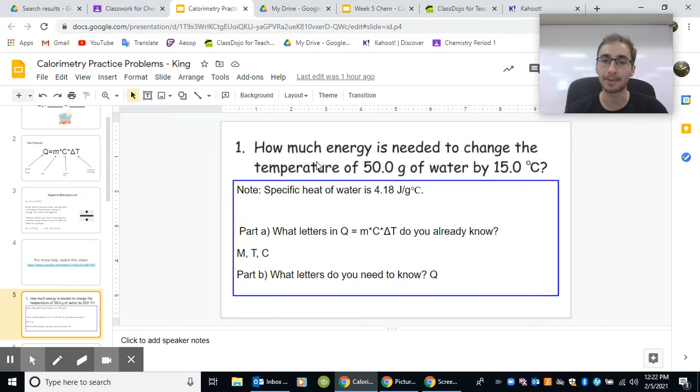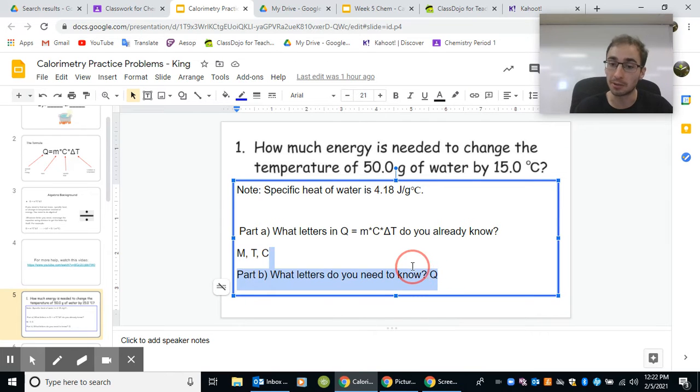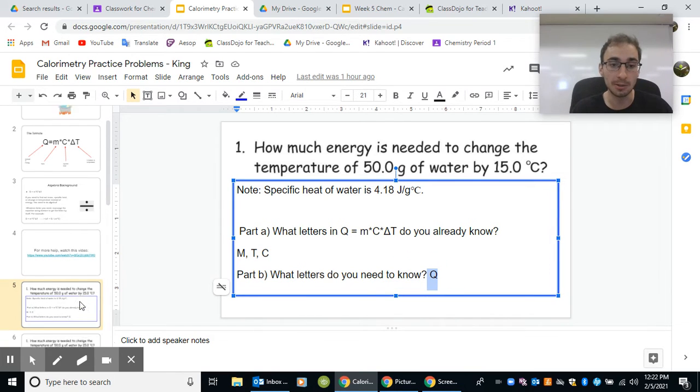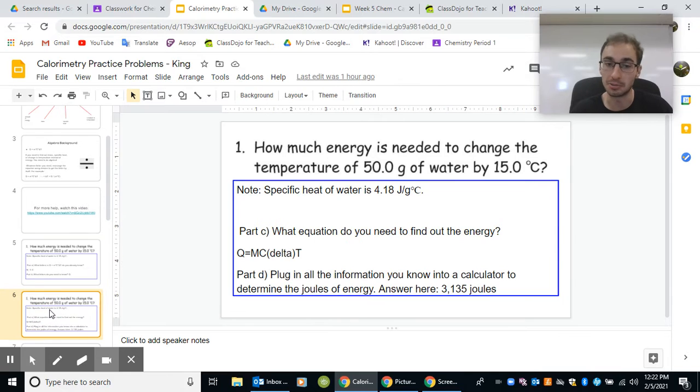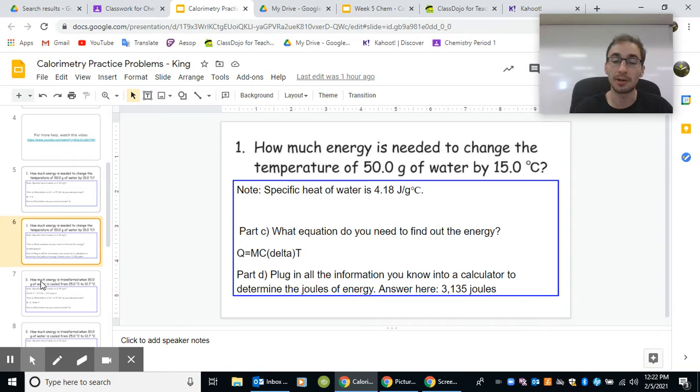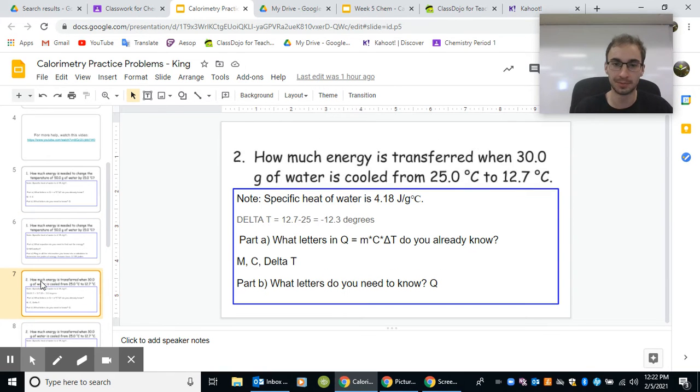Okay, number 1. How much energy is needed to change the temperature of 50 grams of water by 15 degrees? Figure out what you already know, and you should have determined that you need to find Q. Since we're just finding Q, you already know the equation to use: Q equals MCΔT. Plug in 50 for M, 4.18 for C, and 15 for delta T. You should have gotten 3,135 joules.